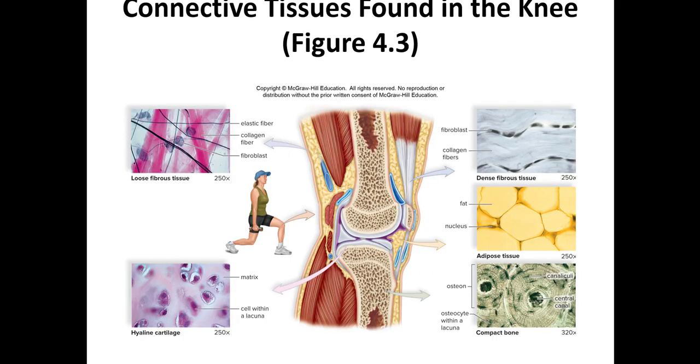Here are some pictures of the different kinds of tissue. On the upper left, you can see the elastic fiber and the collagen fiber. On the upper right, you can see the dense fibrous tissue. In the middle, you see the adipose tissue, and on the bottom, you see bone cells, compact bone.